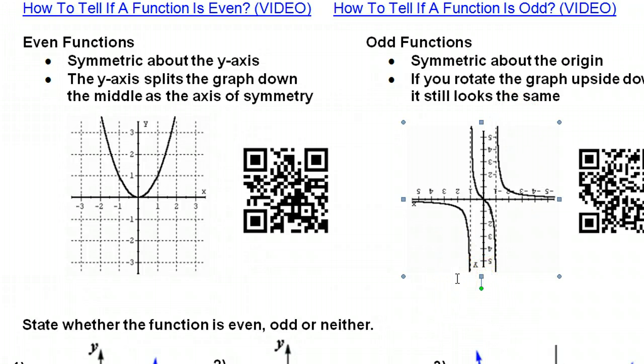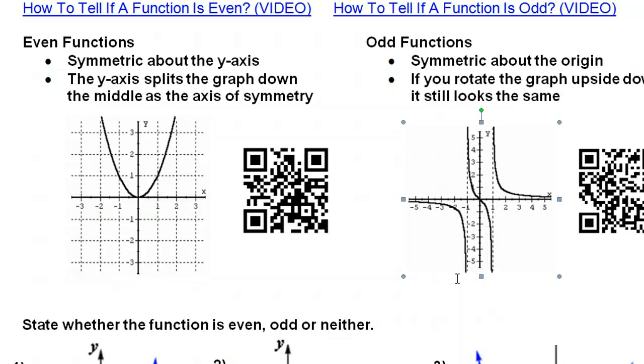In fact, I'm going to hit Control Z now. Watch how it stays the same. Boom. That's what odd symmetry looks like. That's how we know this is an odd function.